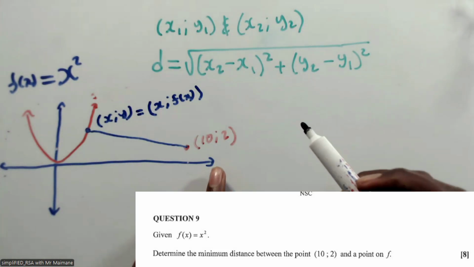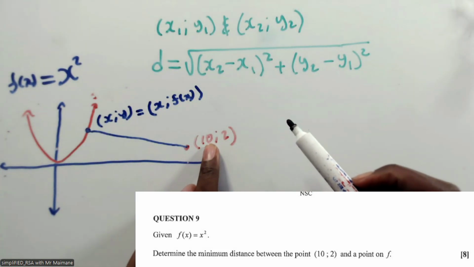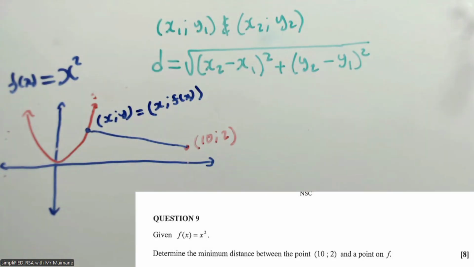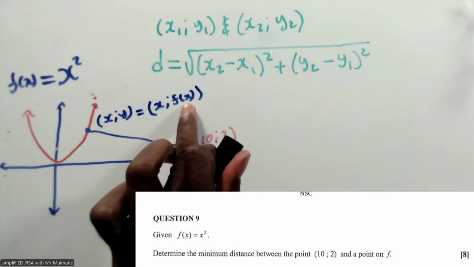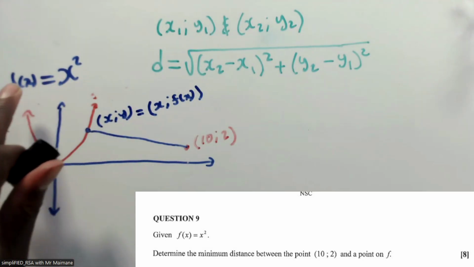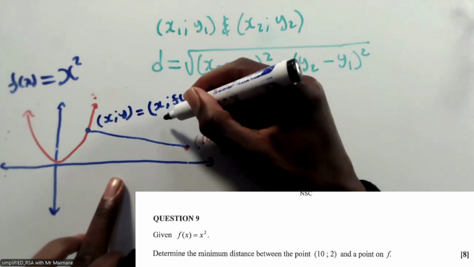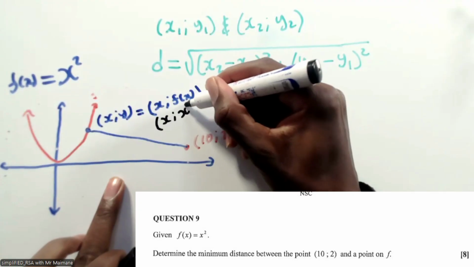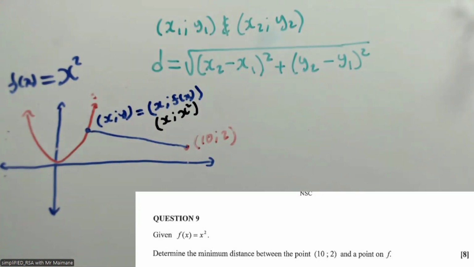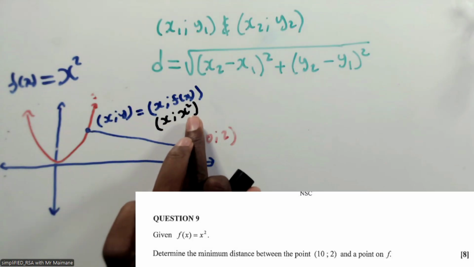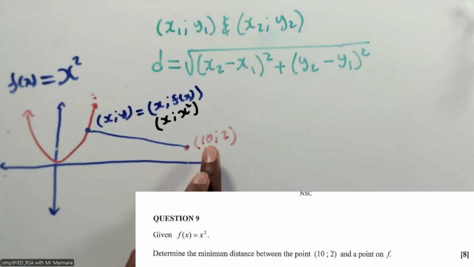But in order to use this formula, I have x value, I have y value. However, my y value is f of x. I know that f of x is equals to x squared, such that my point is as good as me saying it is (x, x squared), because f of x is exactly as x squared. So the point that is on the graph, I can represent it as (x, x squared), and the point that is further away, it's (10, 2).